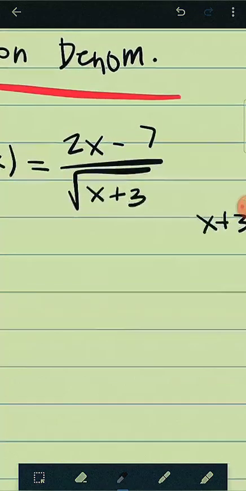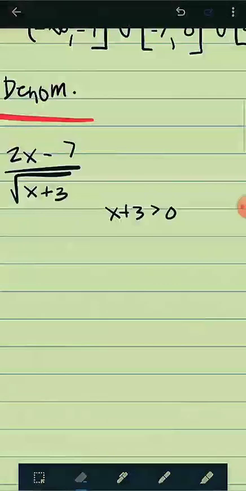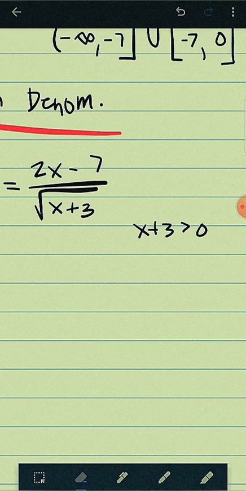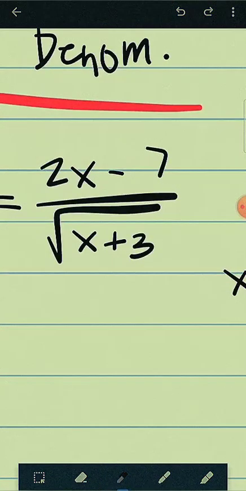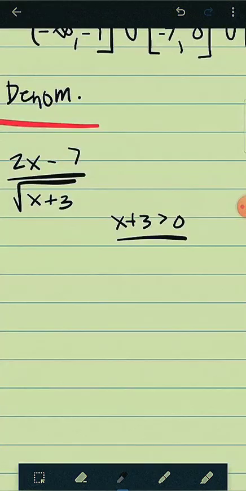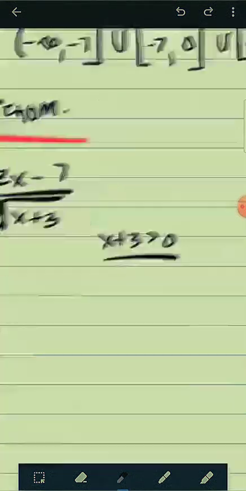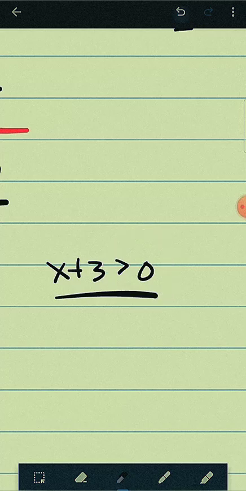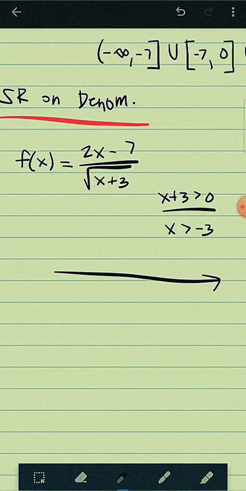That's our first step. Second, the denominator of a function cannot be equal to 0, so we will just remove this equal sign. The denominator should not be equal to 0, because if the inside happens to be equal to 0, the square root of 0 is still 0. Therefore, the inside cannot be negative and also cannot be 0. That's why only greater than 0 is included. So we can say x should be greater than negative 3. Now this is our domain.